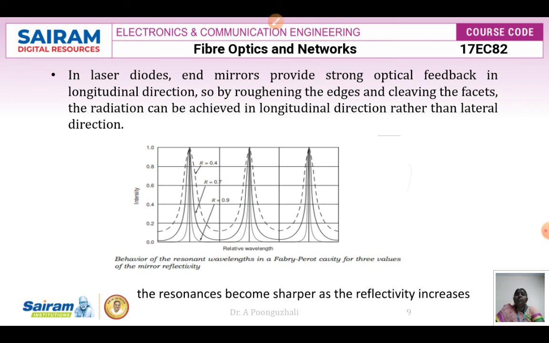So in laser modes, the mirrors provide a strong optical feedback in the longitudinal direction. How it provides strong optical feedback is by roughening the edges and cleaving the facets, so that the radiation can be achieved in the longitudinal direction rather than the lateral direction.